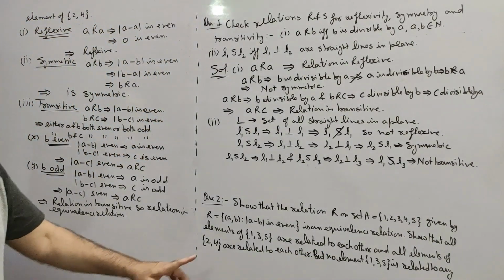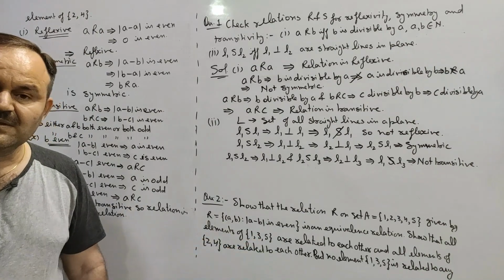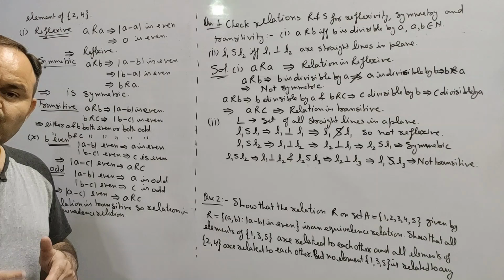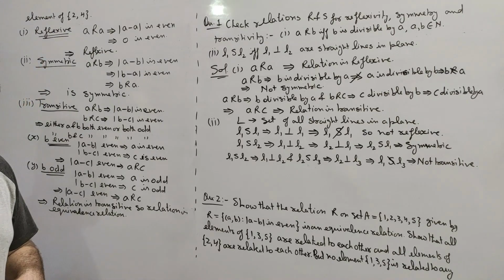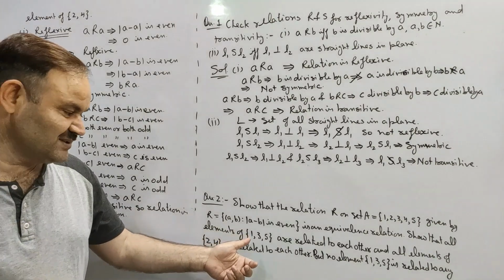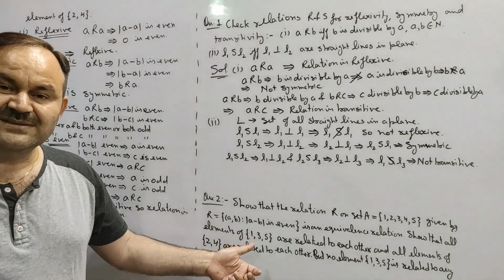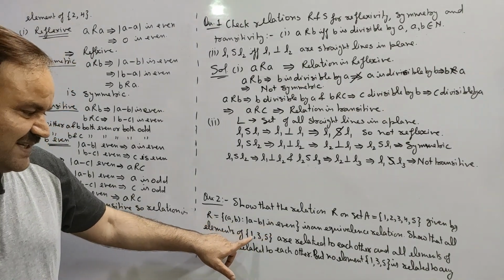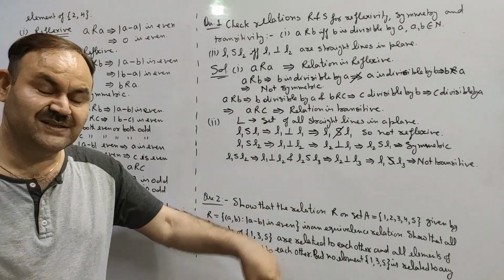In this set, all three elements 1, 3, 5 are odd numbers. And we know that the difference of two odd numbers will always be an even number. So 1 minus 1 is 0, 3 minus 3 is 0, 5 minus 5 is 0, all will be even numbers. So we can say that each one of the elements of this set, that is 1, 3, 5, are related to each other.